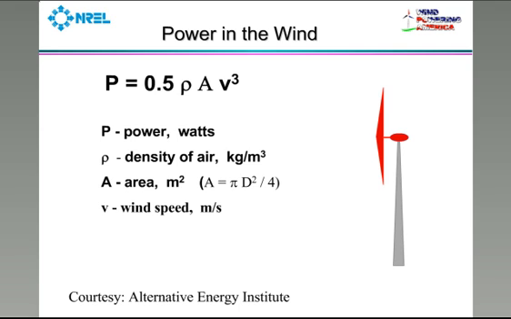There are modest but noticeable differences. You go from the coast inland up to higher elevations, and in areas where it's cold, the air will be slightly more dense and there'll be slightly more power in there. A is the swept area of the rotor. It's not just the area of the blades themselves, but the whole rotor itself.